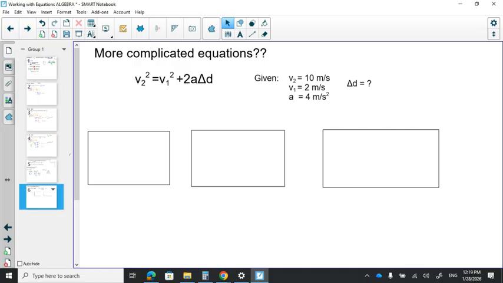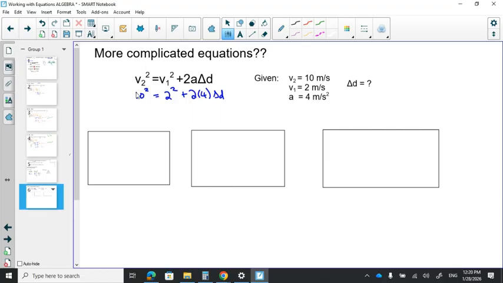So if you're working with this equation and you're going to put some numbers into this, right? So we've got V2 is 10, so it's like 10 squared. V1 is given as 2, so it's 2 squared. And the acceleration is given as 4. And we want to know this d value, or delta d, we call it the triangle d, okay? You want to know that value.